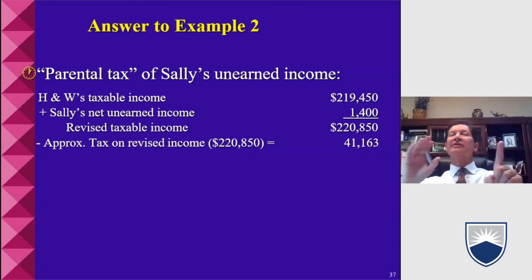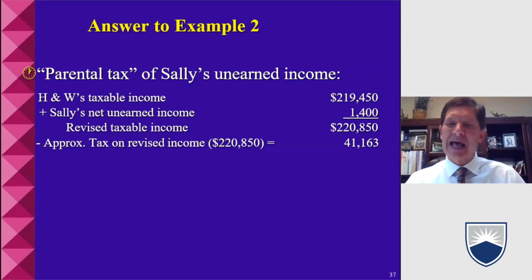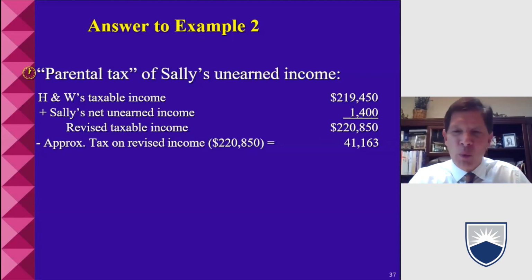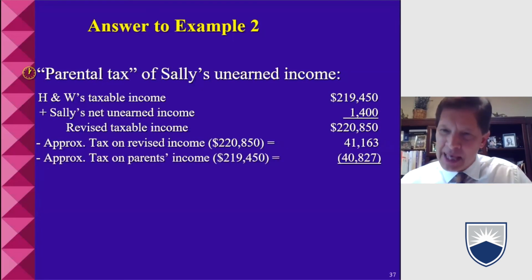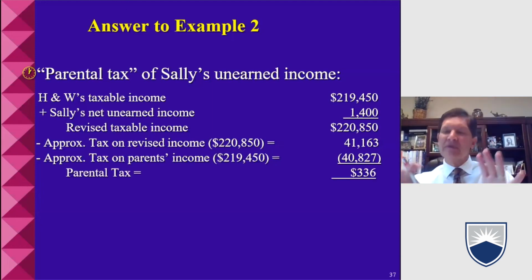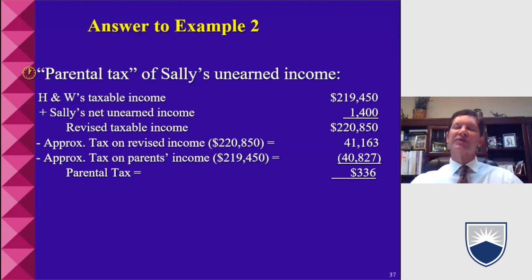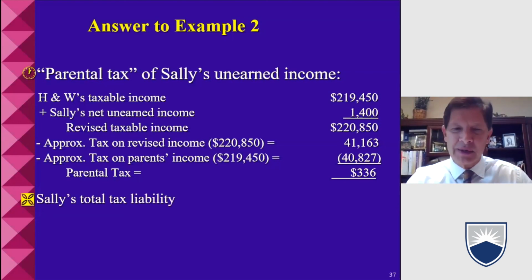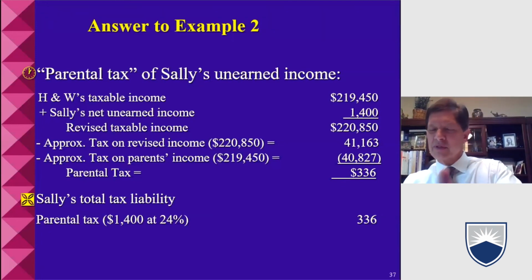You've got to calculate the tax two ways. One way, including Sally's net unearned income, $41,163, and without Sally's net unearned income, $40,827. The parental tax is $336. That's 24%. So the parents are in the marginal tax bracket of 24%. Sally's total tax liability, parental tax, $336.